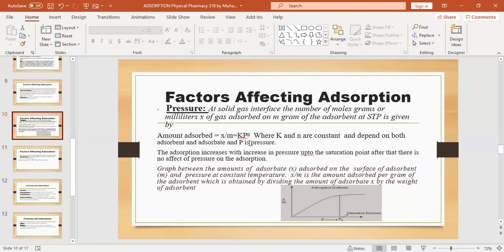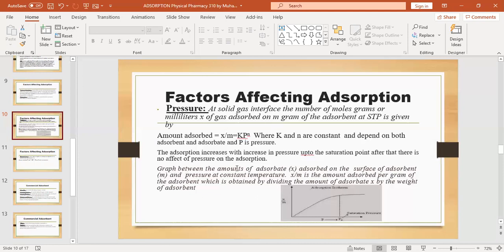P is pressure, means up to a certain limit, adsorption at the solid-gas interface is directly proportional to the pressure. Then at a certain point, when all the adsorbent surface is saturated with the gas, no further adsorption will occur, and the process, as you can see from the graph, is constant, means there is no adsorption taking place.